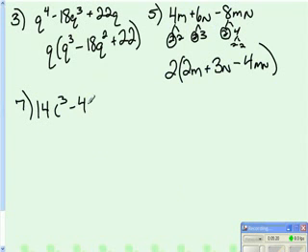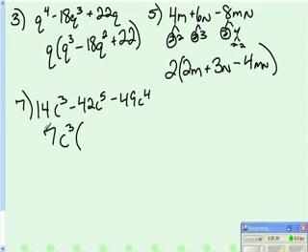14c to the third minus 42c to the fifth minus 49c to the fourth. And you should be able to start doing this in your head. What can I divide each of these by? I can divide them all by 7 and 3 c's. They all have 3 c's. So then do your division. 14 divided by 7 is 2. C divided by c is going to cancel. 42 divided by 7 is 6.